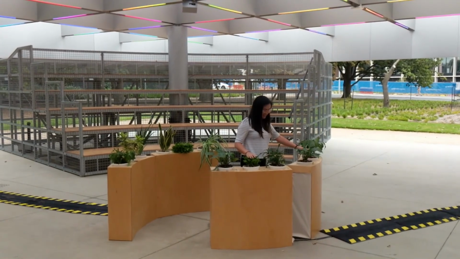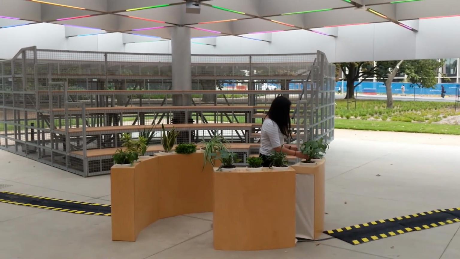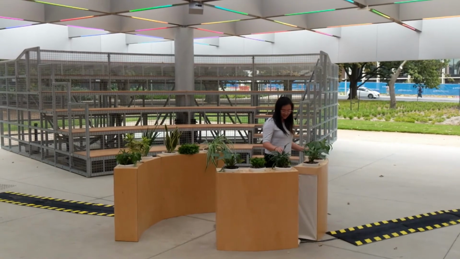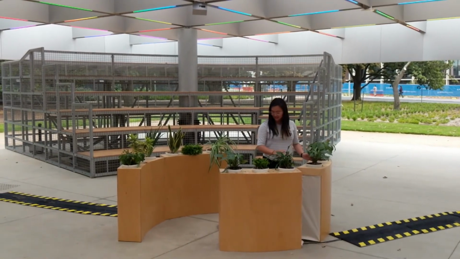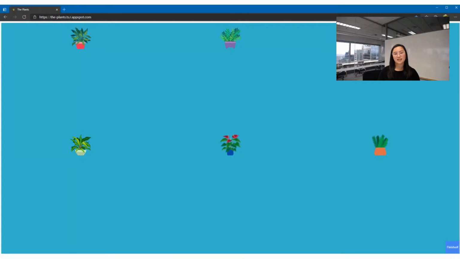The initial study was to display the physical installation at Monash University to allow passers-by to interact and engage. However, due to COVID-19, the study was pivoted to an online platform.